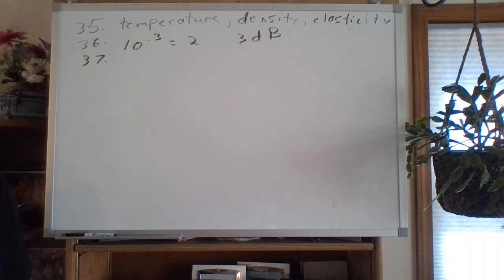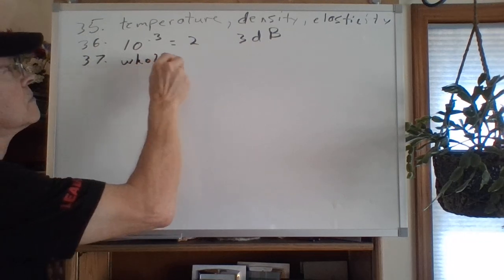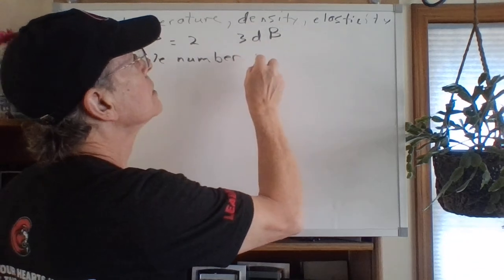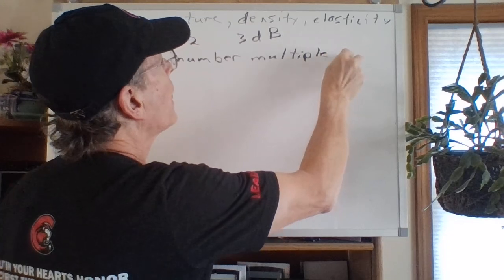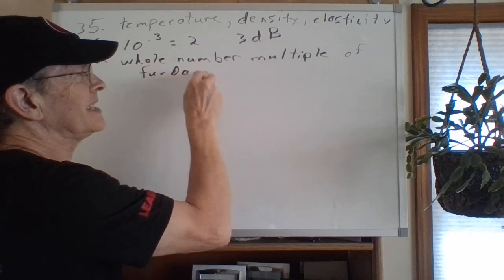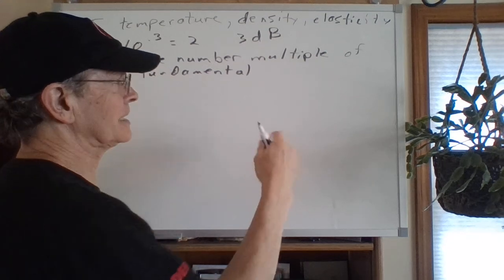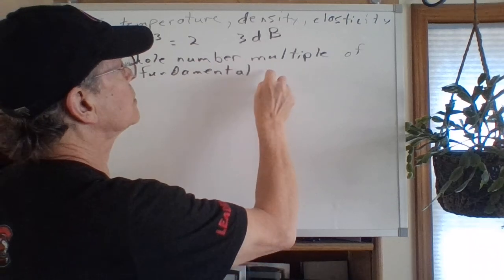What does yours say? The velocity, let's see, a harmonic. Oh, a harmonic is a whole number multiple of the fundamental frequency. Fundamental meaning the lowest frequency that a medium will produce, an elastic system will produce. Multiple of fundamental frequency.